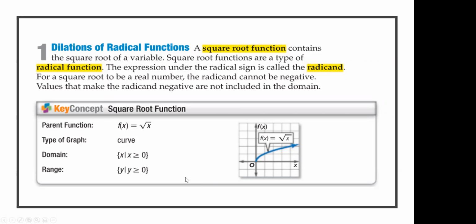A square root function contains the square root of a variable. Square root functions are a type of radical function. The expression under the radical sign is called the radicand. For a square root to be a real number, the radicand cannot be negative, okay? So values that make the radicand negative are not included in the domain, okay?